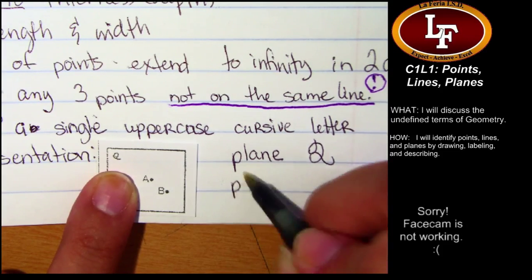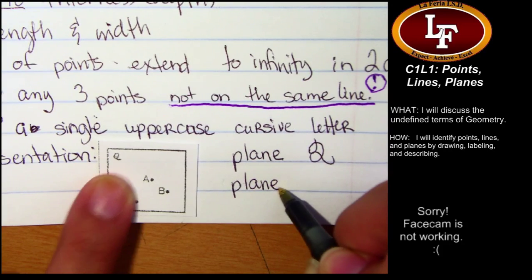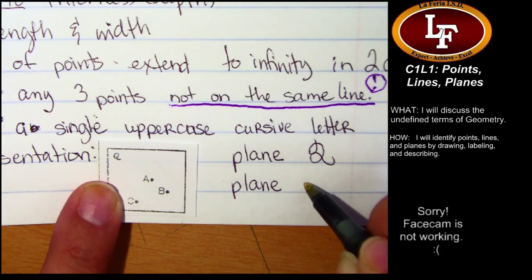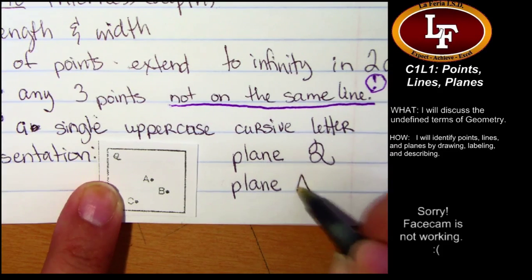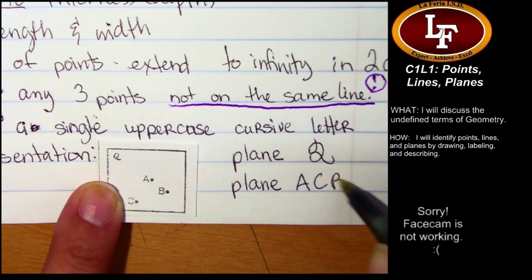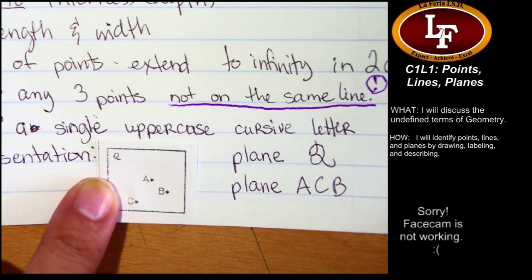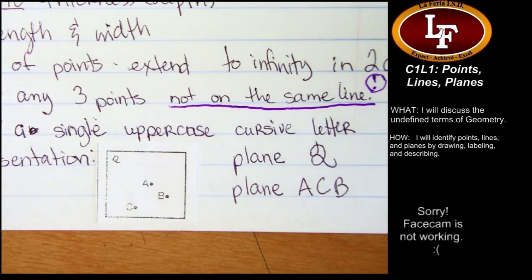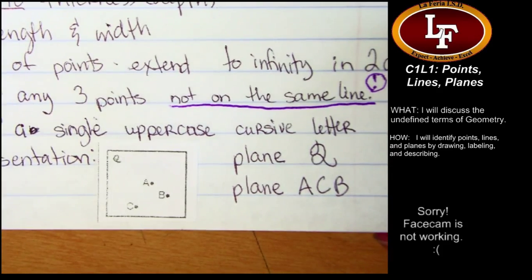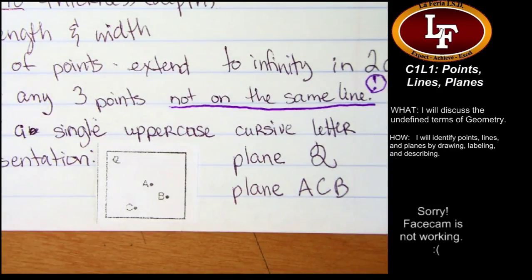Or you can use any 3 non-collinear points in any order. A, C, B. BAC. CAB. CBA. ABC. No one cares what order, okay? Any order. Sounds good? Makes sense? All right, let's find some planes on our picture, and then that's it.